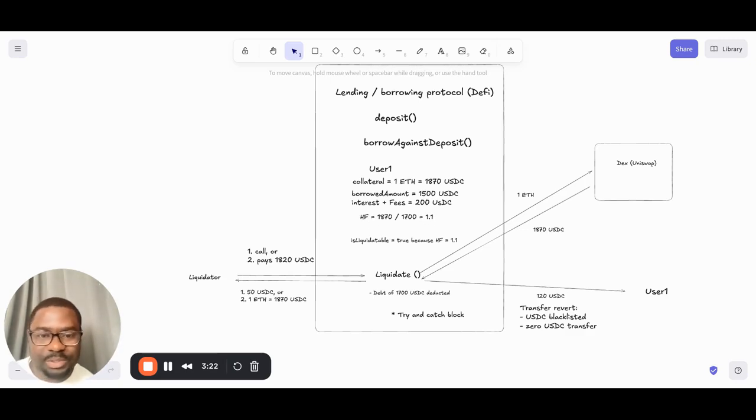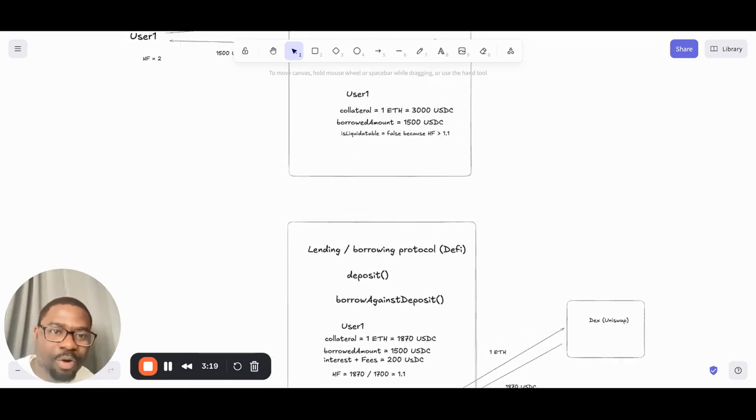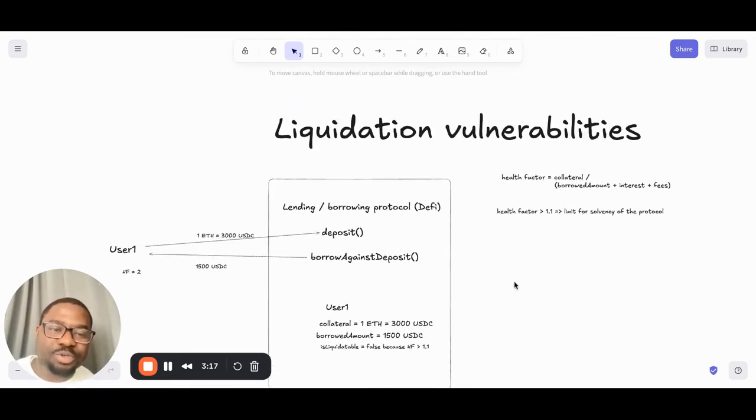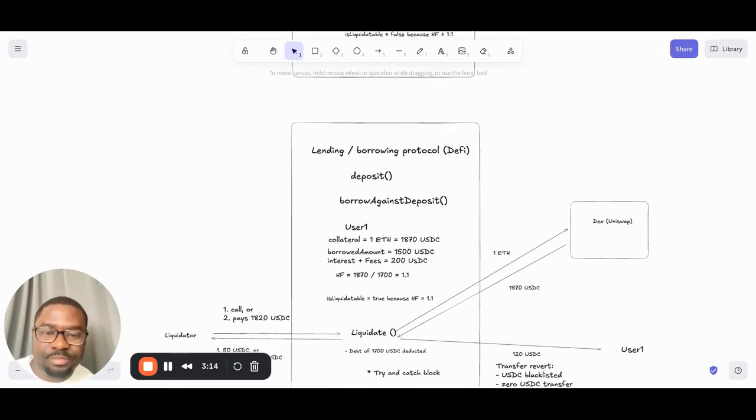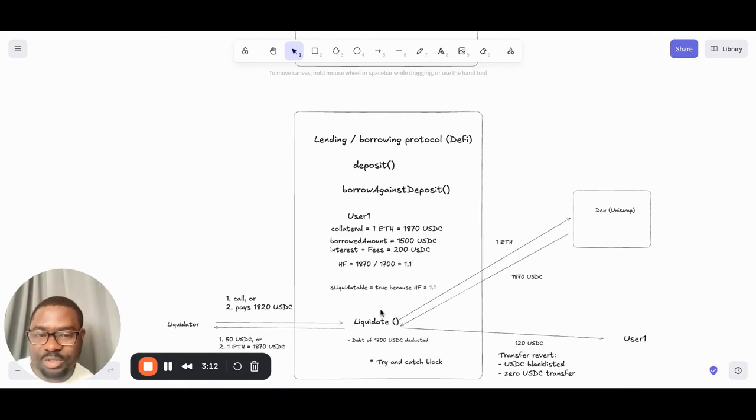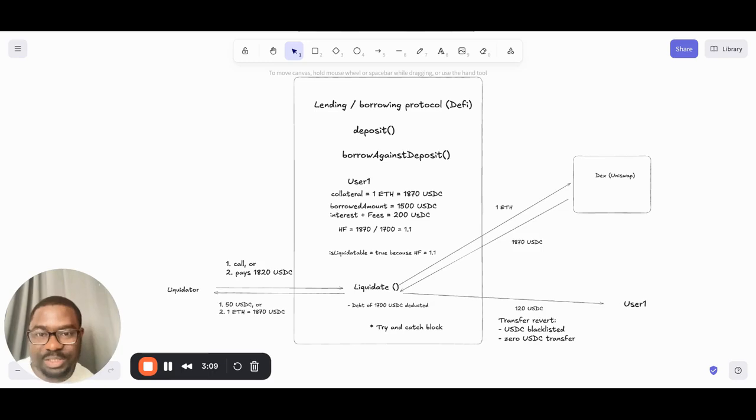At this point, for this protocol to remain solvent, liquidation has to take place. Liquidation means that the lending protocol has to immediately sell the collateral so that it can get its money back.